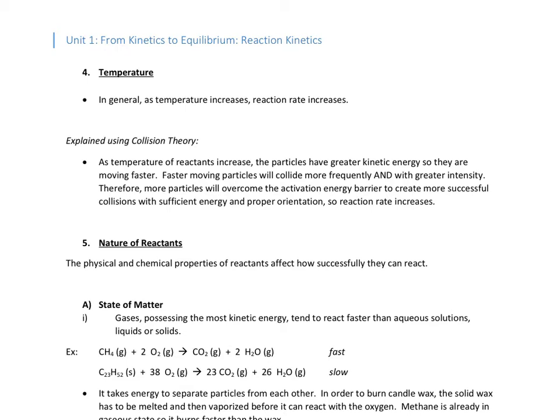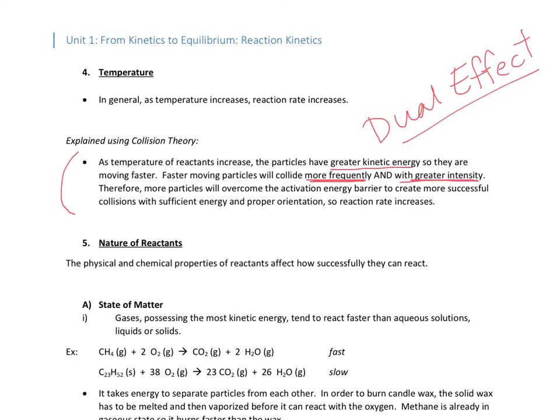Temperature can be explained using what we call the dual effect, meaning an increase in temperature causes two things to happen to increase the reaction rate. And when talking about temperature, you're expected to mention both effects. As temperature of the reactants increases, the particles will have greater kinetic energy, so they're moving faster. Faster moving particles will collide more frequently and with greater intensity, the dual effect.